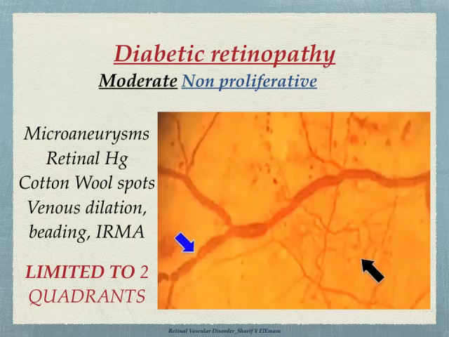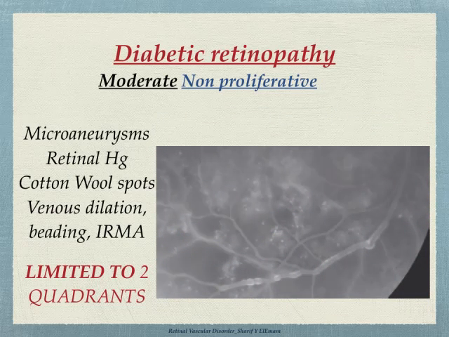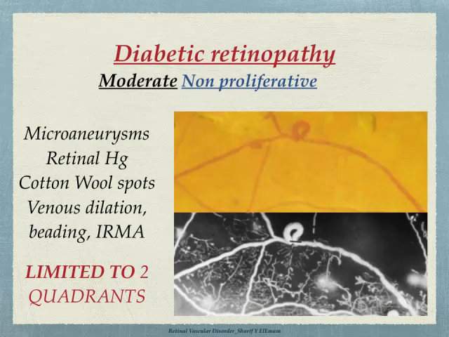This is the picture showing the venous beading. As you can see, the vein itself is constricted and dilated like beads, like a string of beads, and this is called the venous beading. The same can be seen here in the fluorescein angiography, showing the vein itself having beads inside the vein, multiple areas of constriction and then dilation. This is called the venous beading.